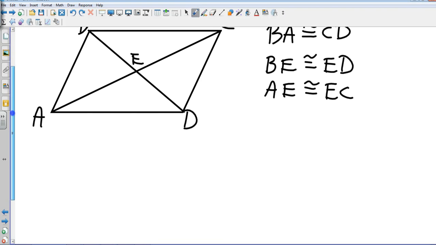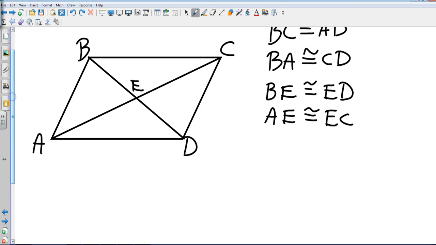Let's go with some angles. Anthony: angle A is congruent to angle C. Okay. Somebody else? Brock: angle B is congruent to angle D. Okay. Let's talk about some other angle relationships. D and C are supplementary. However you wrote that, if you wrote C plus D equals 180, or if you wrote C and D are supplementary, either way is fine.